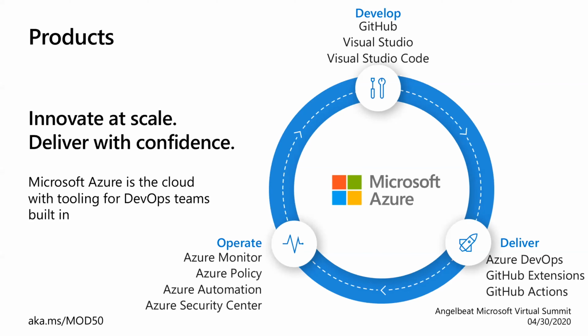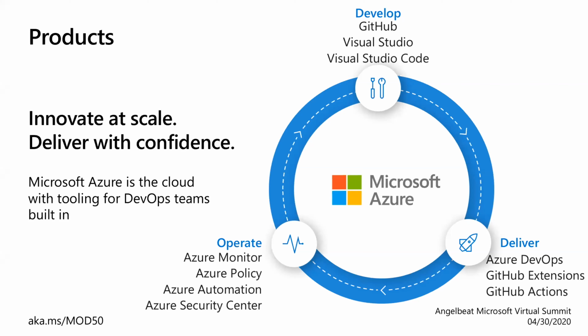I'm going to show a little demo with Visual Studio Code, which is a free open source text editor. You can find it on GitHub. You can download it for free, and there's tons of extensions you can work with. For delivery, we have Azure DevOps, which is what I'm going to show today a little bit. We also have GitHub Extensions and GitHub Actions. Actions is something that Sasha will cover. I'm going to talk a little bit about extensions.